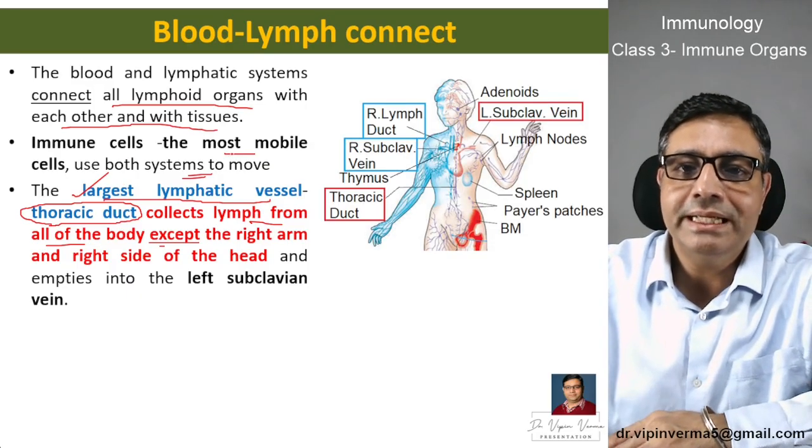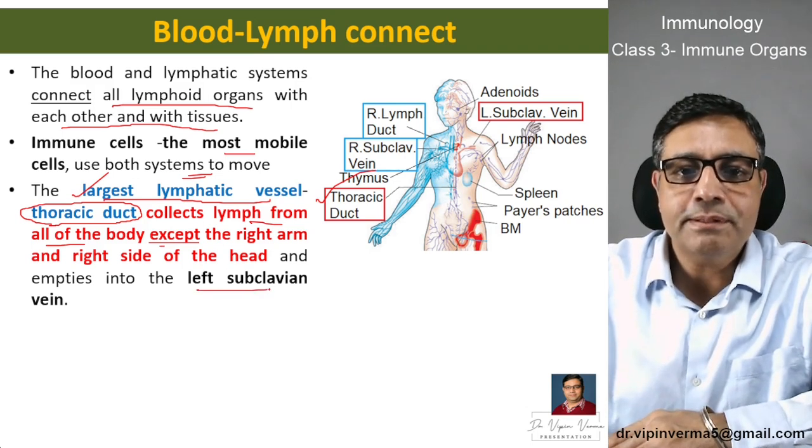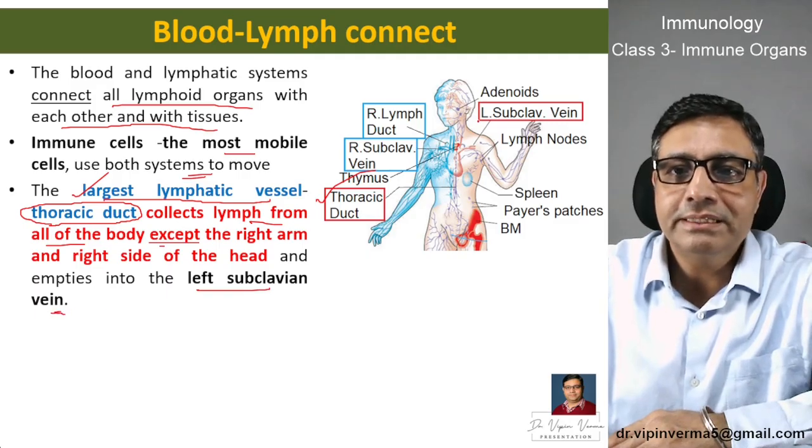Here you can see in the diagram, this is the thoracic duct, the red one. It empties into the left subclavian vein. So here is the left subclavian vein, and this is going and emptying into this vein.